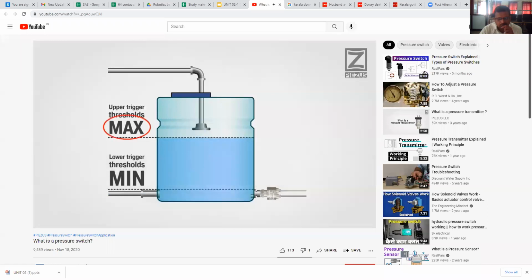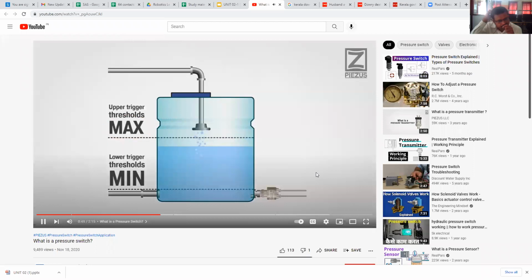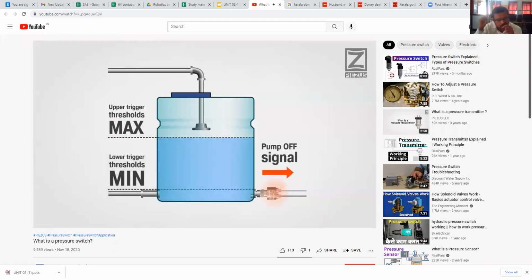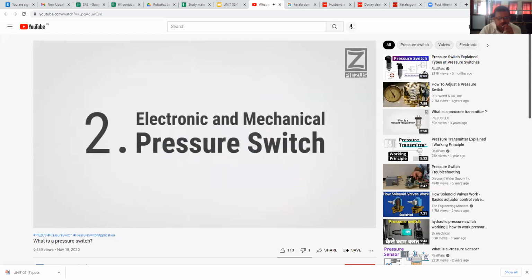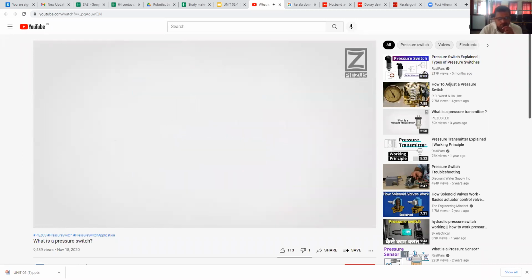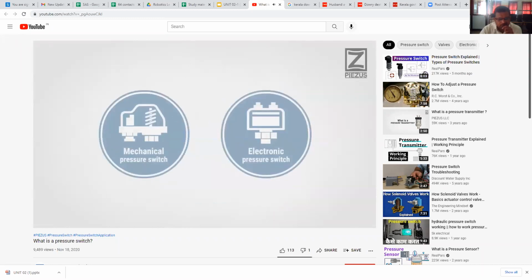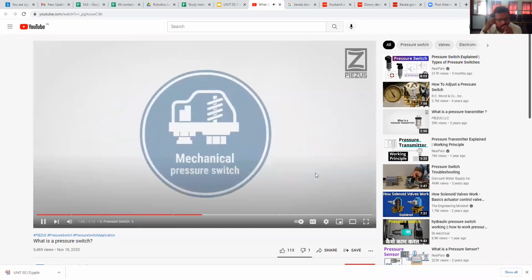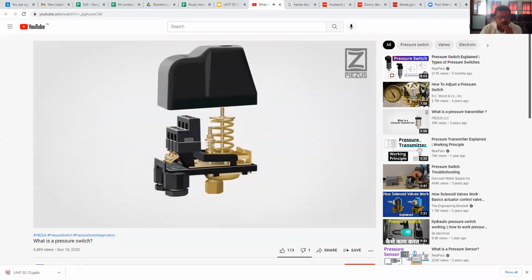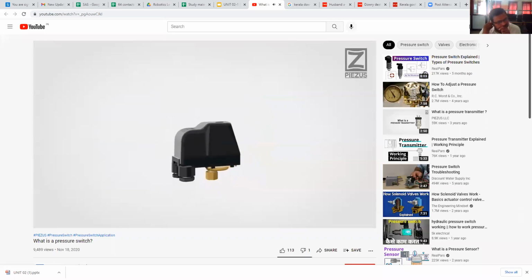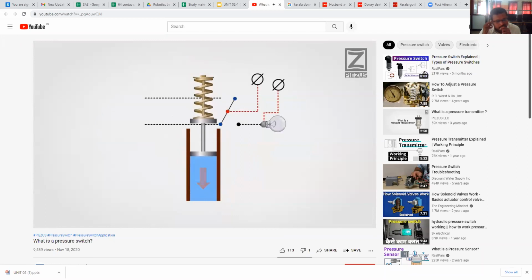The switch has upper and lower trigger pressure. Pressure switch can be used to switch the pump on or off when the liquid level reaches the lower or upper limit. Electronic and mechanical pressure switch. There are two main types of pressure switches, a mechanical pressure switch and an electronic pressure switch. Mechanical pressure switch. In a mechanical pressure switch, a diaphragm closes and opens the circuit when media pressure rises or drops to a certain set value.